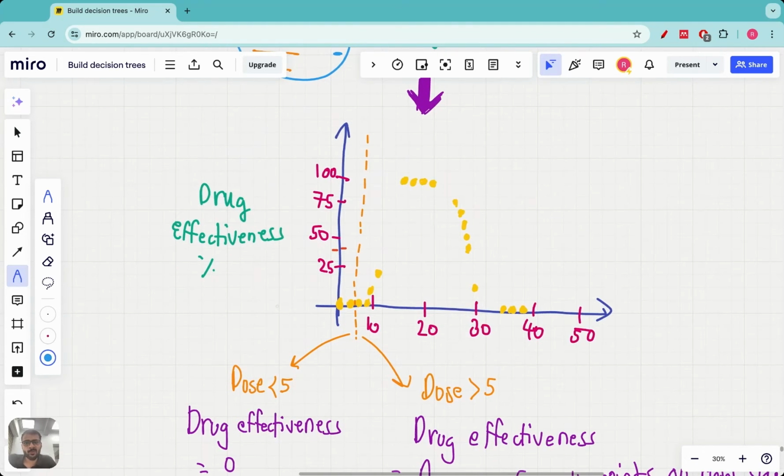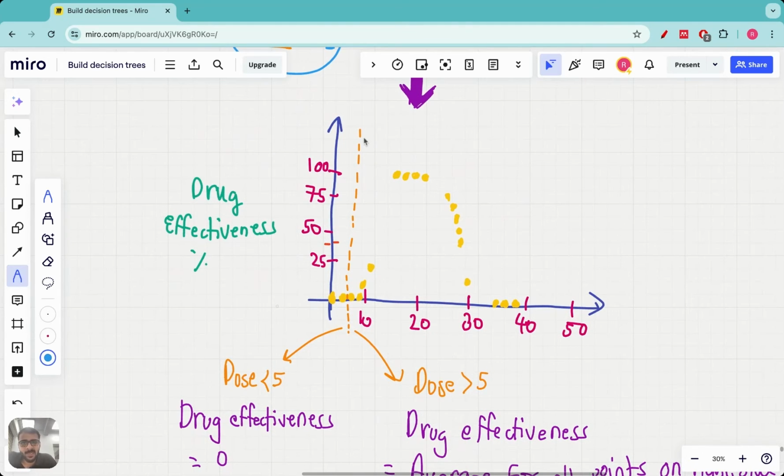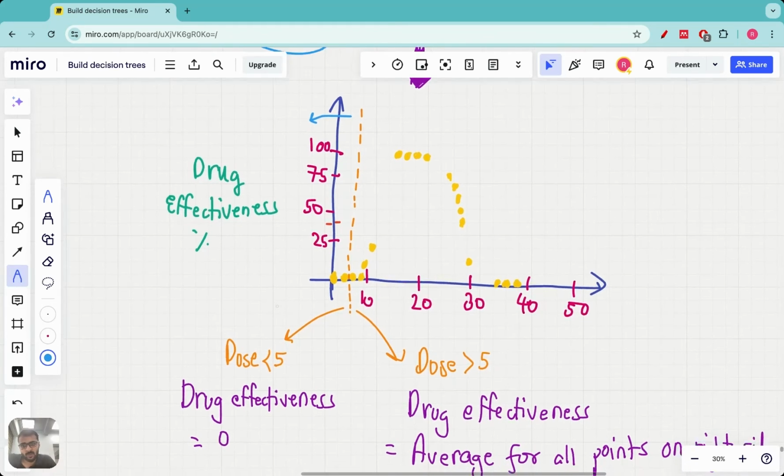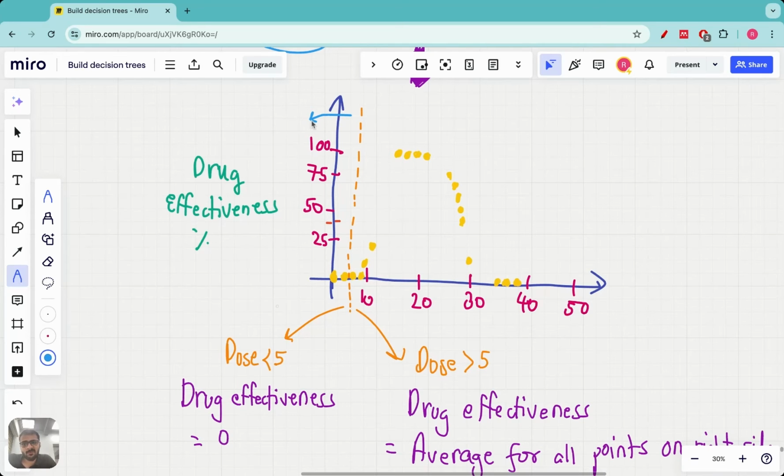So very similar to what we did before. What we are going to do is that we are going to have this orange line for dose less than 5. We are going to be looking at all points to the left. There are 2 points to the left and both their values are 0. So the average is 0. So we are going to say that if dose is less than 5, the drug effectiveness is equal to 0.